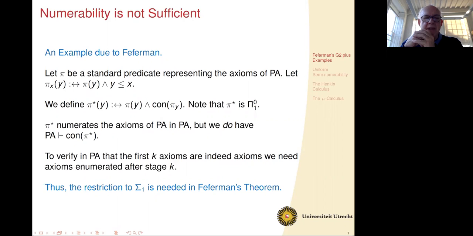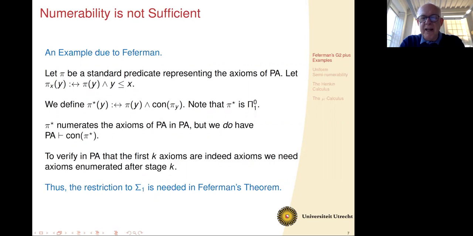Then we take pi of x of y, that y is an axiom and it is smaller or equal than x. And then we define the new definition, pi star. So being a Feferman axiom is simply to be an axiom, but you also demand that the finite theory axiomatized by that axiom is consistent. Note, since this pi is very simple, it's in fact delta 0 1, it's elementary, as simple as you may wish. So the whole thing, pi star, is pi 0 1.